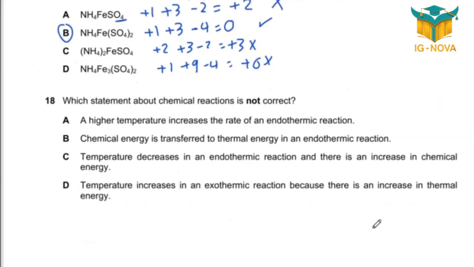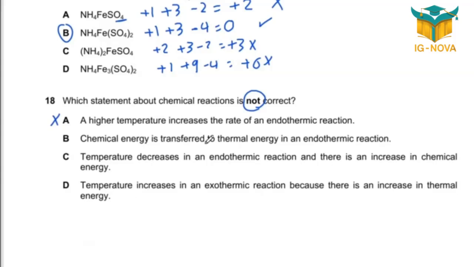Which statement about chemical reactions is wrong? A high temperature increases the rate of an endothermic reaction, and also, by the way, take care of the word "not". If you have any highlighting like this, take care of it. So here we need the wrong option, not the correct one. So high temperature increases the rate of an endothermic reaction, and also can increase the rate of the exothermic. Rate will be increased in both of them if you add more temperature. Okay? So this is correct. So it can't be the answer here because we need the wrong option.